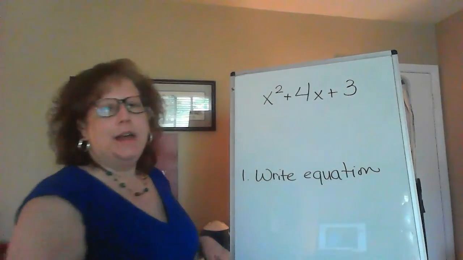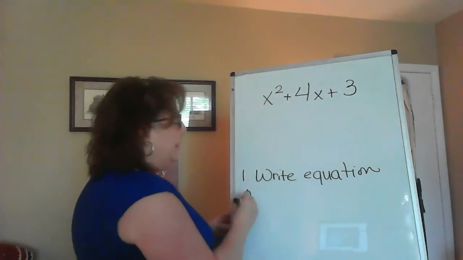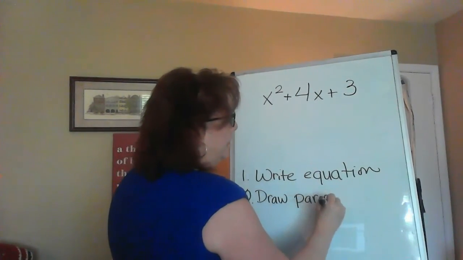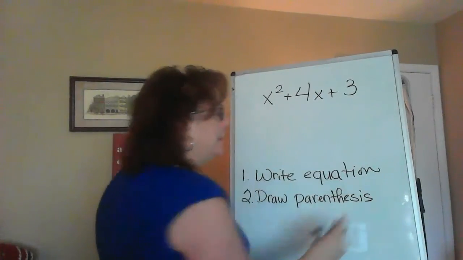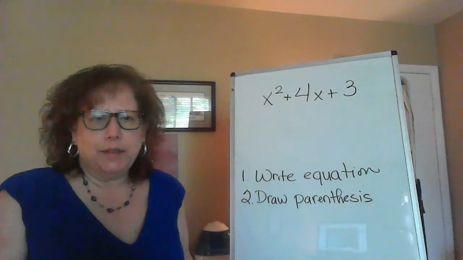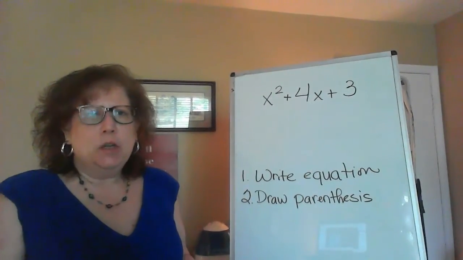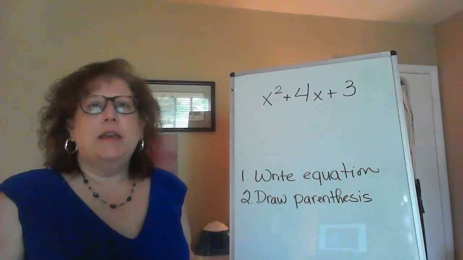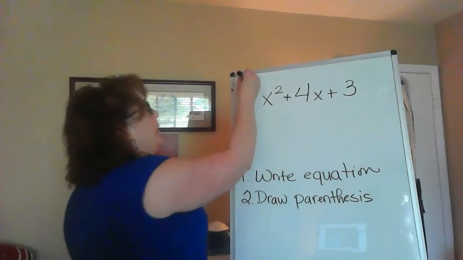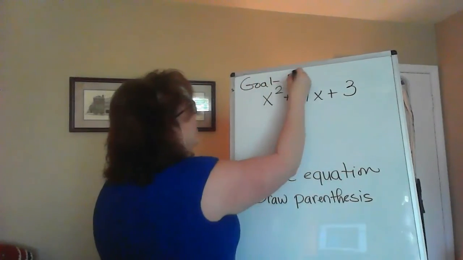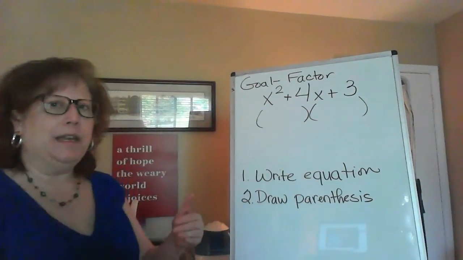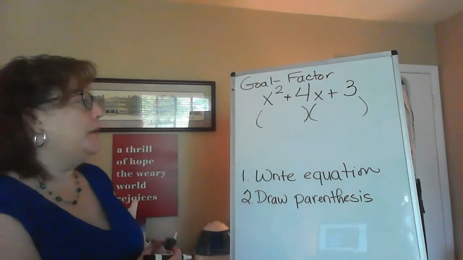So you want to write it out, make sure it was written correctly from the book. The second step is draw the parentheses. If you're taking a test and you know that you need to have something factored out, and you don't have the parentheses even drawn there with possibilities of the numbers that go in, then you're not understanding where we eventually want to get. The goal is to factor, and that means parentheses. Factoring equals parentheses with the quadratic equation.